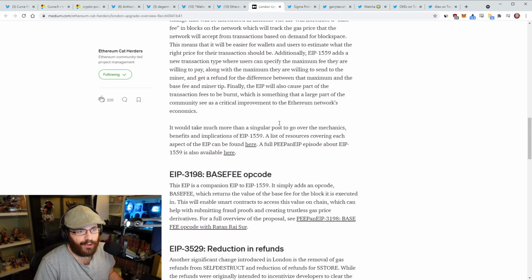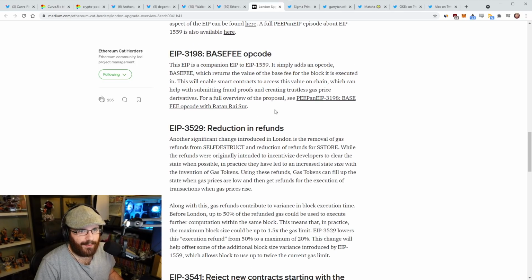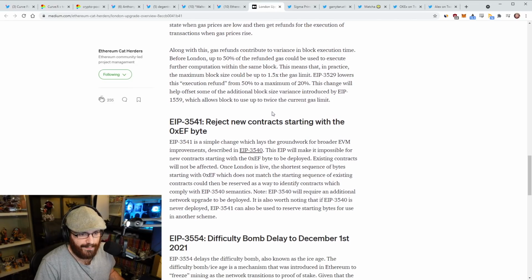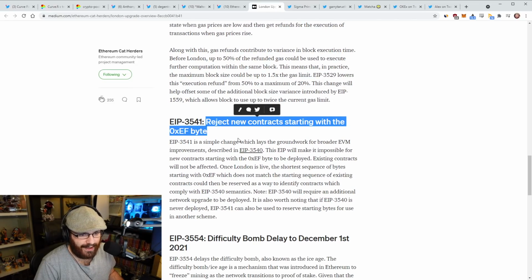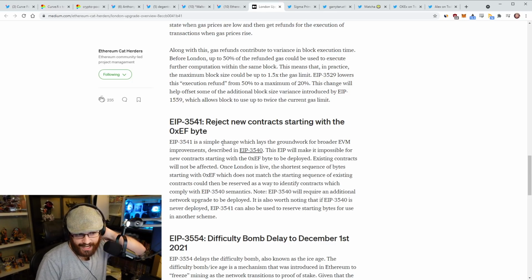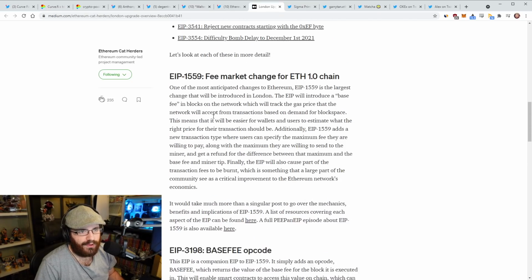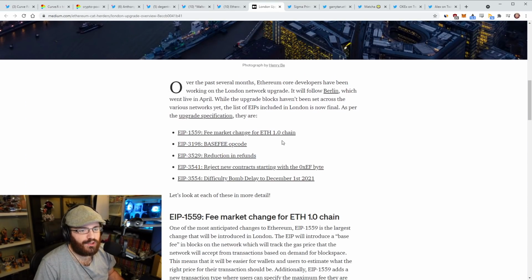But anyway, this blog post details basically what each of these EIPs are and why they're necessary. Actually, reading through this one here, the one that I was confused about: apparently EIP 3514 is a simple change which lays the groundwork for broader EVM improvements. So this EIP will make it impossible for new contracts starting with this byte to be deployed. I'm not exactly sure what the implications of this are, but I'm sure you'll be able to read on that if you go to this blog post and follow the links.